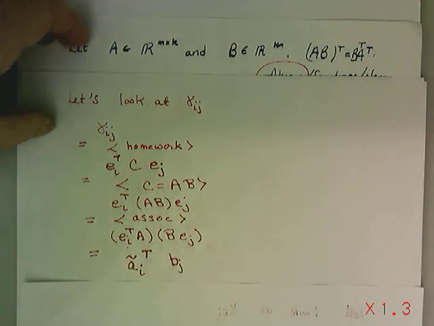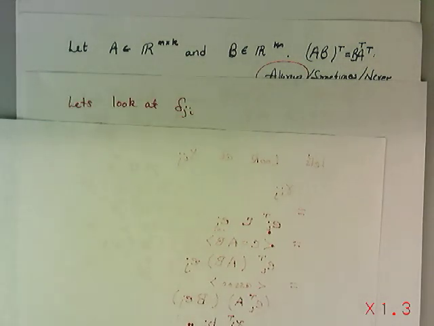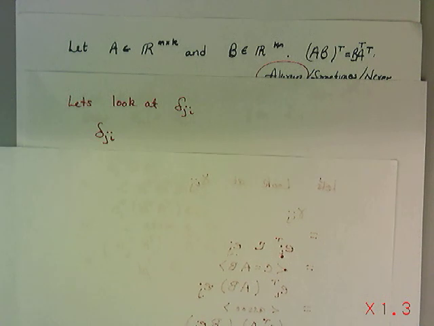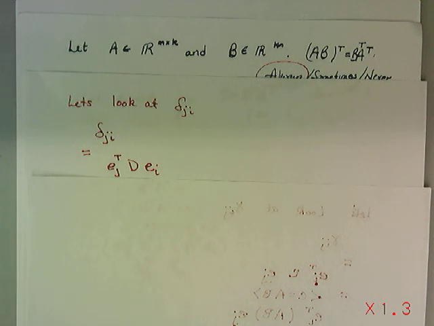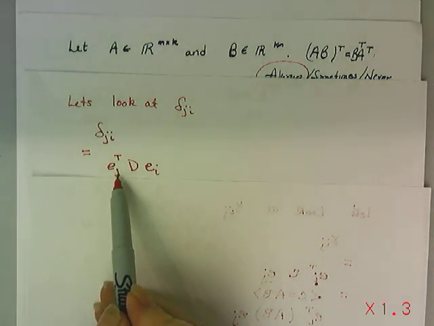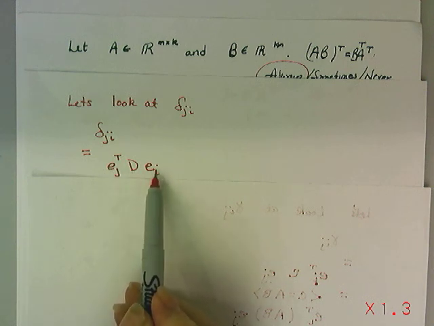But if we now look at what the delta sub ji entry is, that's the entry in matrix D that's in the jth row, ith column, we can actually do the same process, and we end up writing it as the transpose of the jth unit basis vector times the matrix D times e sub i will give us the jith component.